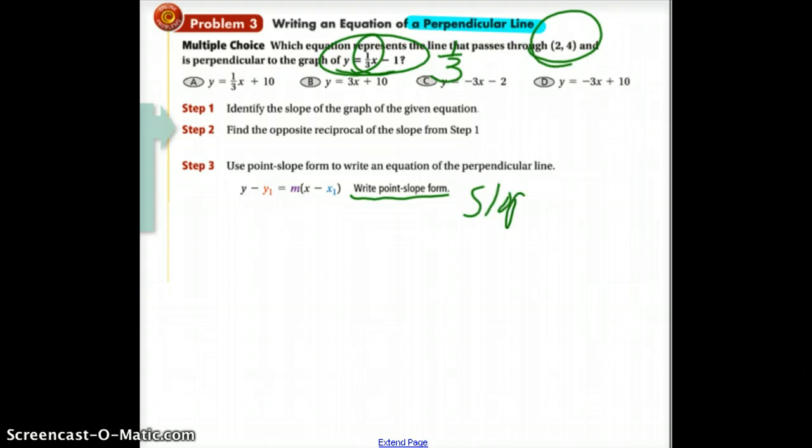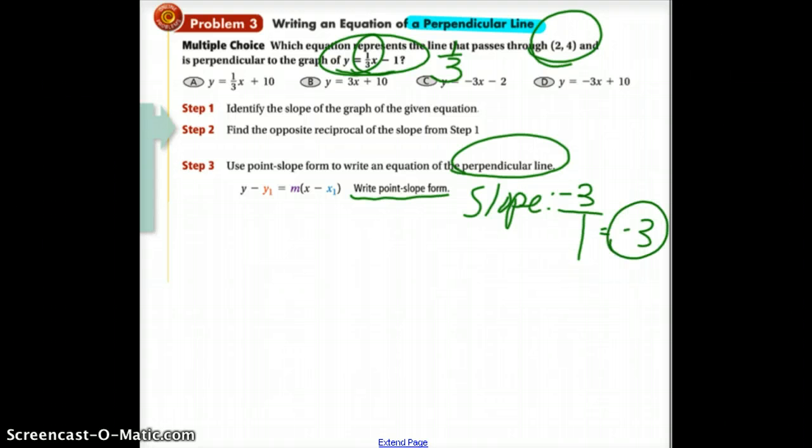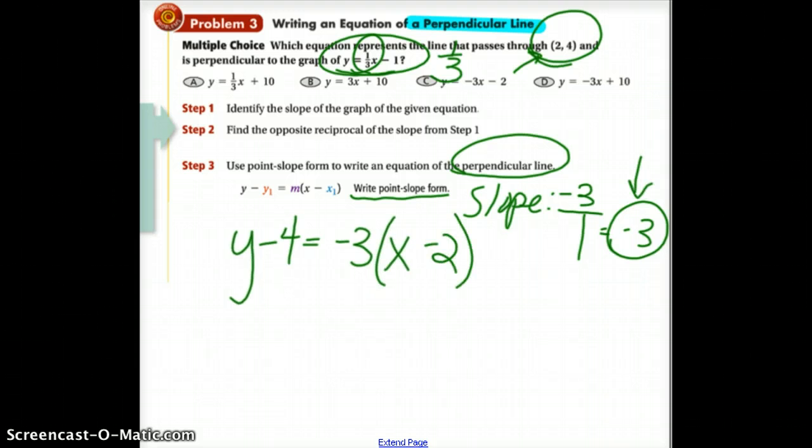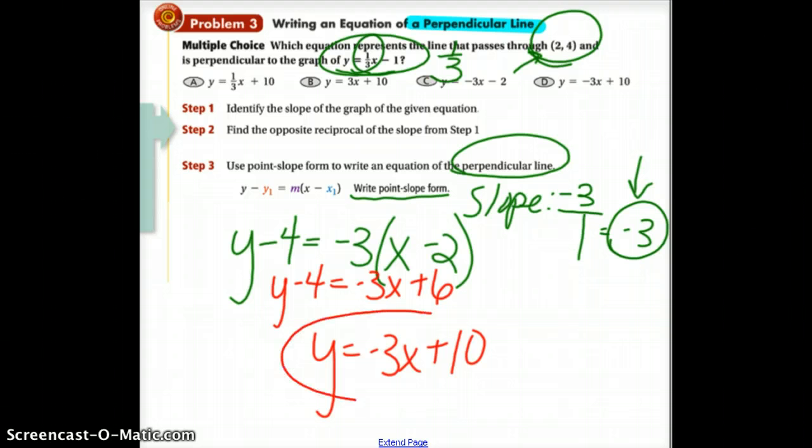My slope for this line, since I know it's a perpendicular line, needs to be the opposite reciprocal of 1/3. Put 3 over 1 and I need to add a negative. So my slope is going to be a -3. Now I can use the point (2, 4) in a point-slope equation. Y minus y1 equals my slope times x minus 2. Simplify. -3x plus 6. Add the 4. Here's the equation of the line that is perpendicular to this equation. My slopes are opposite reciprocals.